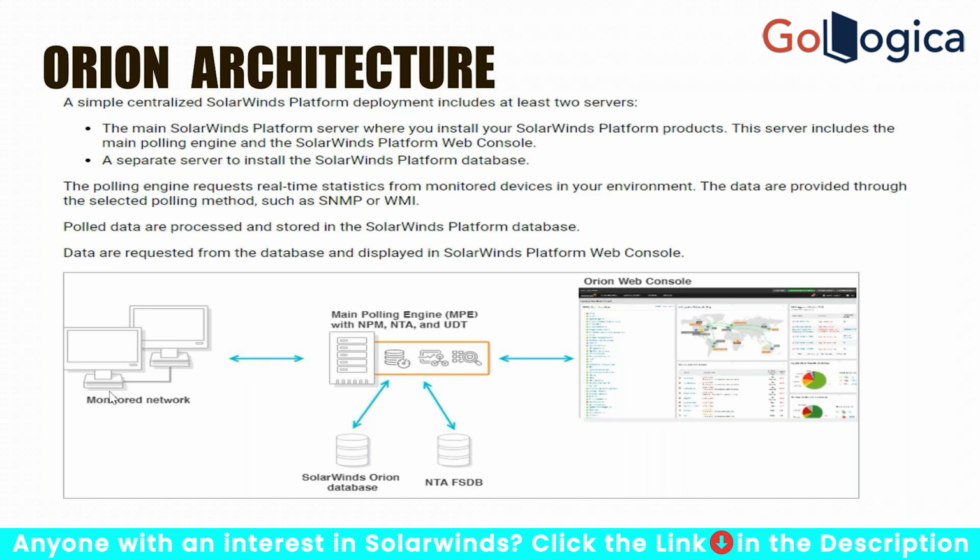Whatever is in the monitored network here, nothing but network, server, storage, all that polling information will be collected by the main polling engine, and then it will be written to a database. The main polling engine will also have a website, called IIS, Internet Information Service, through which you can view the information collected, basically about each and every monitored network.